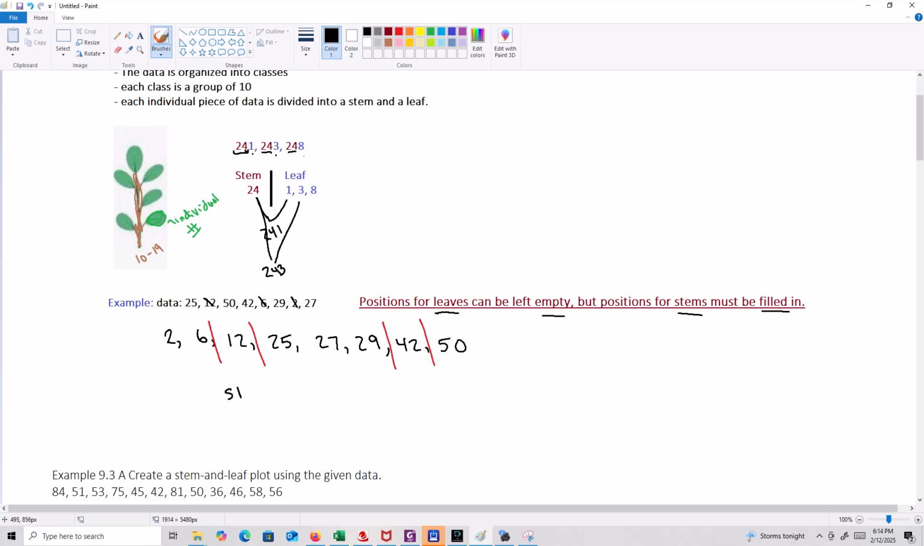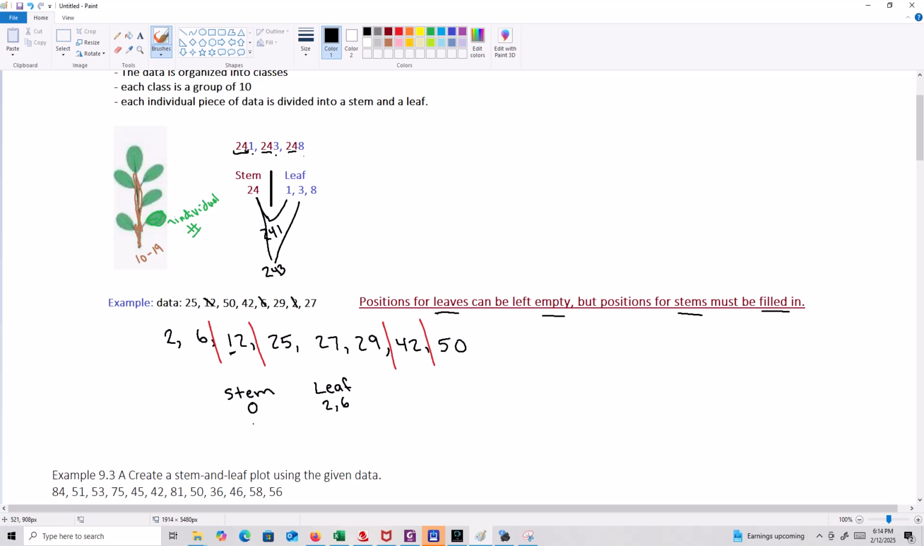Then I go and make my stem and leaf plot. So the stem will simply be the number that is in that tens or greater place values. There is no number in the tens place for 2 and 6, so my stem is 0, and my leaves become 2 and 6.